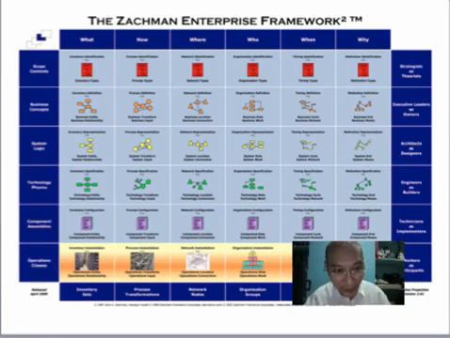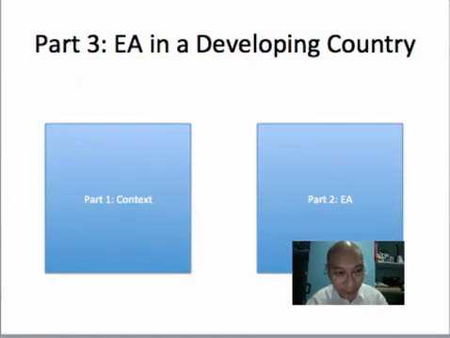So here's the Zachman framework version 2, and as you can see, it looks like a periodic table. That's how he calls it too. You can download this from zachman.com, and it shows you the taxonomy of artifacts that you should have for a complete enterprise architecture.